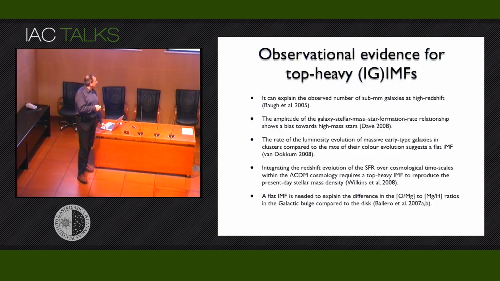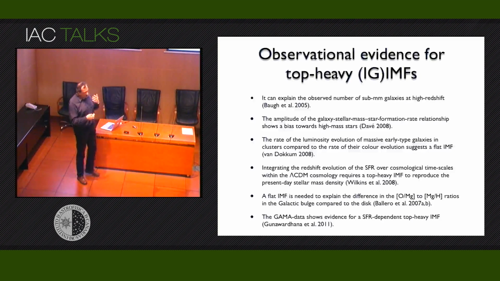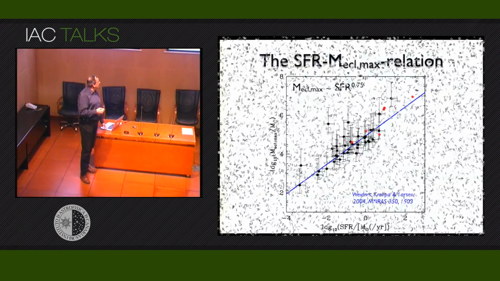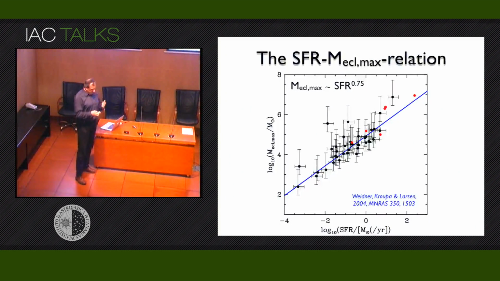And so several studies, also cosmological studies, found that to explain the cosmological star formation rate, you would need a top-heavy IMF. And also to explain the galactic bulge compared to disks, the oxygen over magnesium, magnesium over hydrogen ratios. And also the Gamma team found star formation rate dependent top-heavy IMF in the Gamma data. So the question is, how could this relate to our model? Because we always produce less massive stars, bottom-heavy, not top-heavy IMFs.